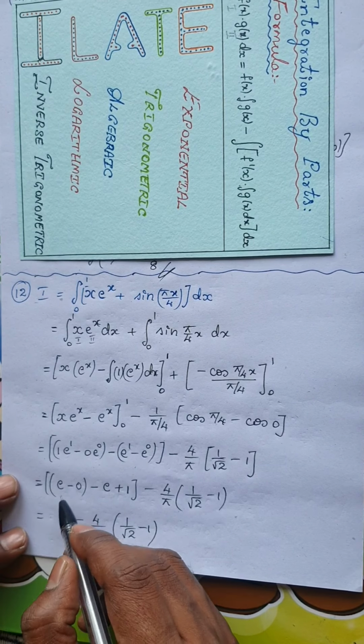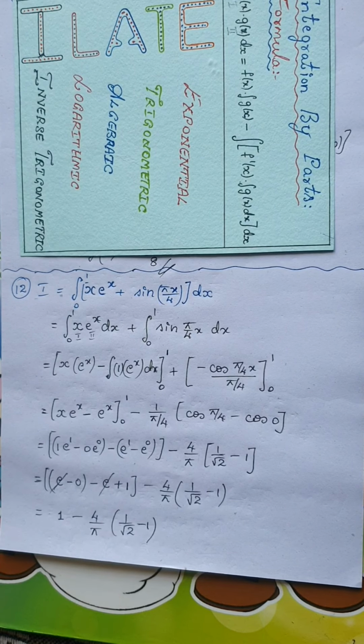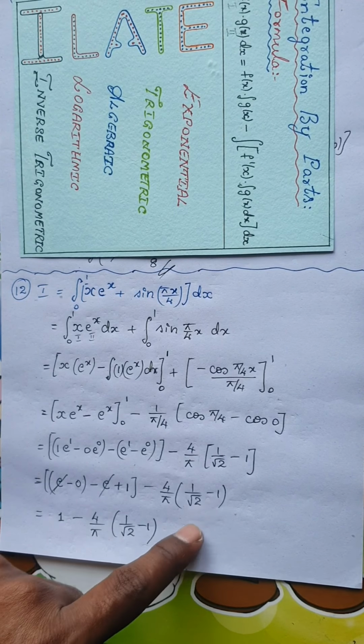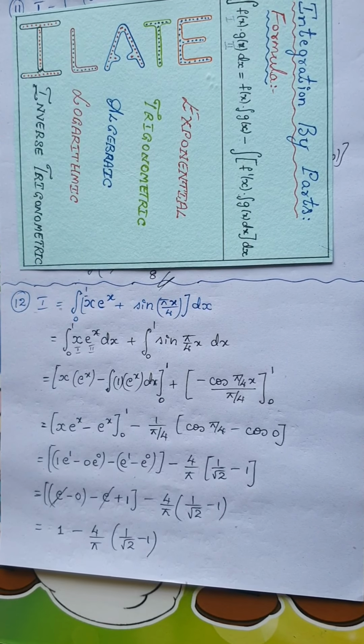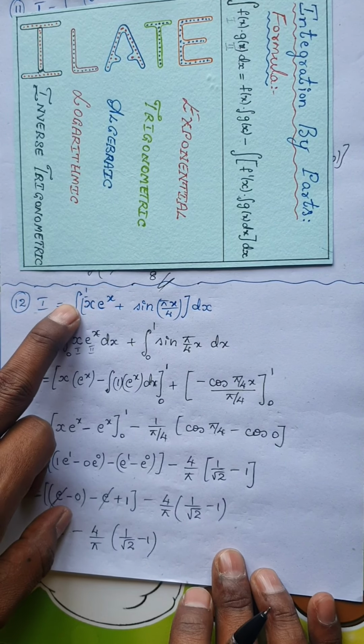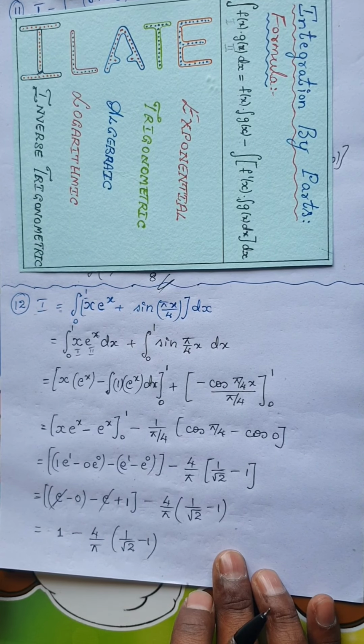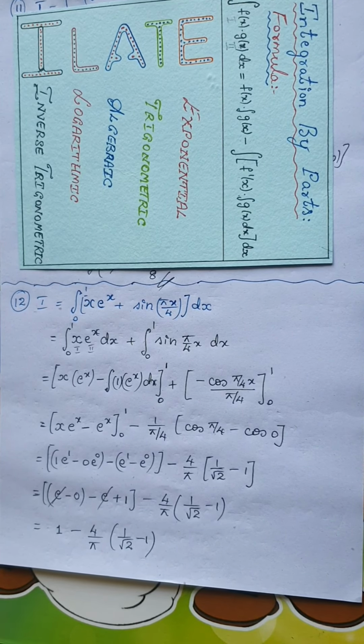I hope you remember this. If you remove the bracket, plus e and minus e get cancelled, so 1 will be left over and this term is taken as it is. Remember, we have used the definite integral for an integration by parts question. Is it clear? Right. Shall we move on to the next question?